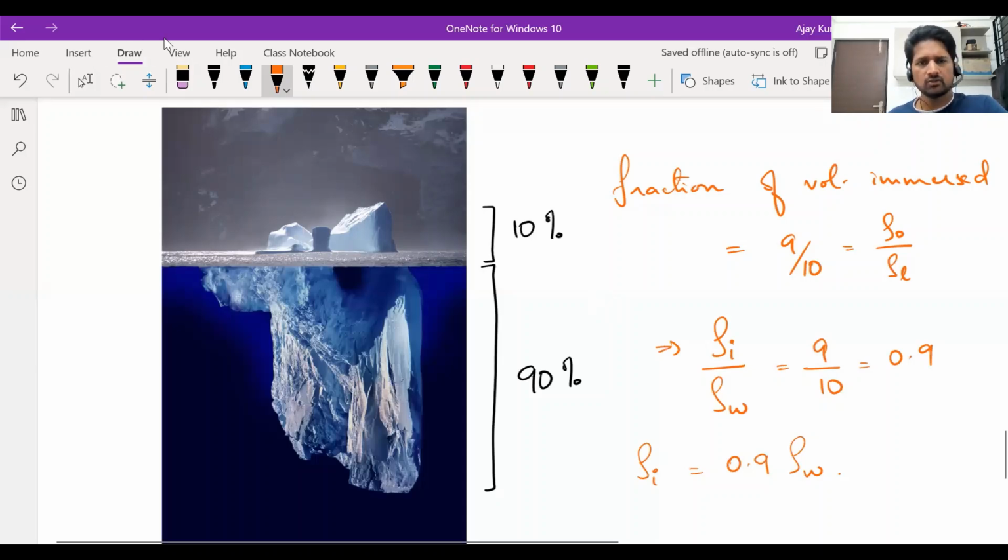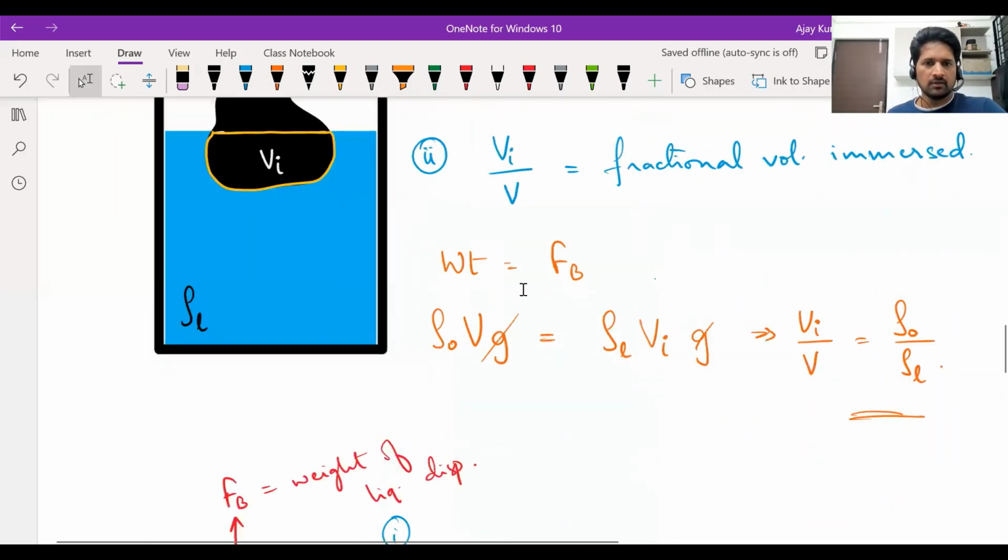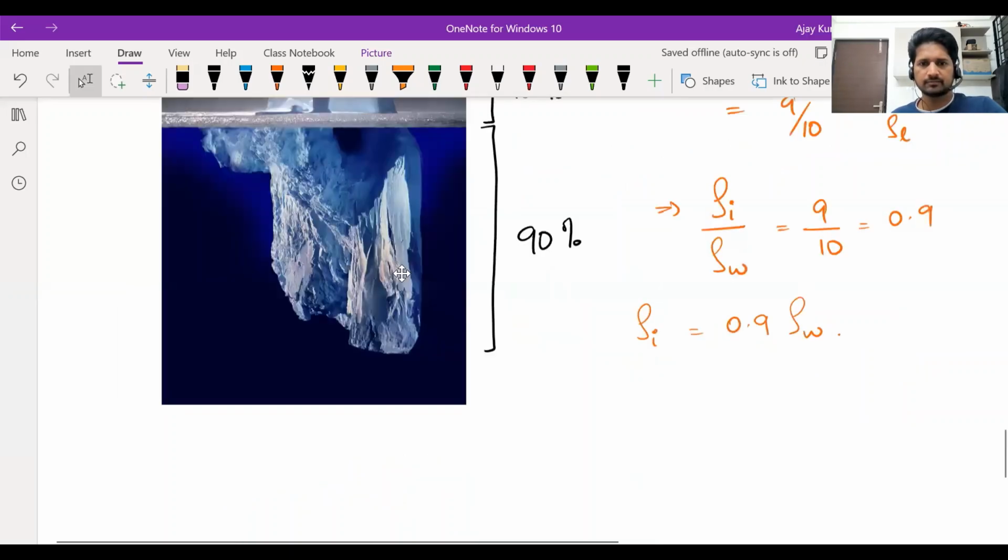So if you know the densities, you can tell the fraction of volume immersed. If you know the fraction of volume immersed, you can tell the density. Any one way you can be asked questions. Fine. Next case.